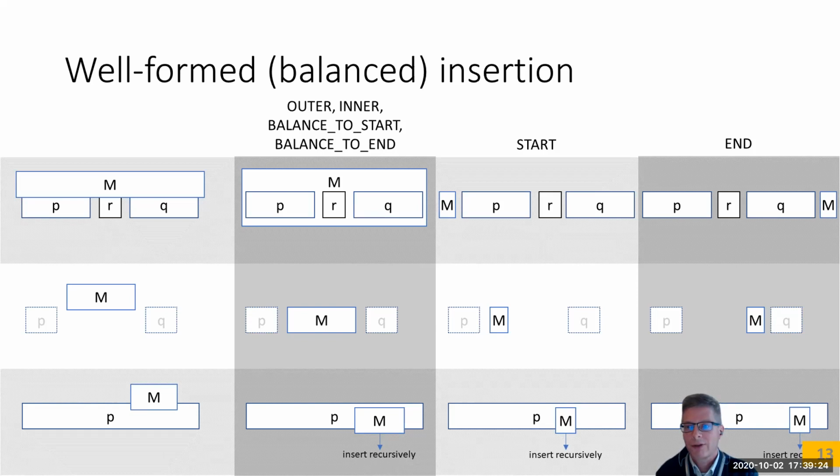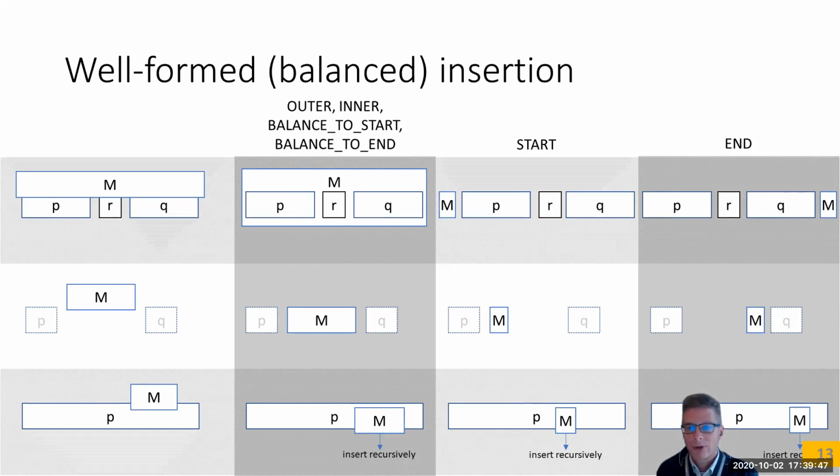The start strategy and end strategy both collapse M to its start or end position. So let's have a look at start. Here M is collapsed to the start. It's made an empty element and it's inserted before P in the top row. In the second row, it's inserted between P and Q, but at the start position of M.